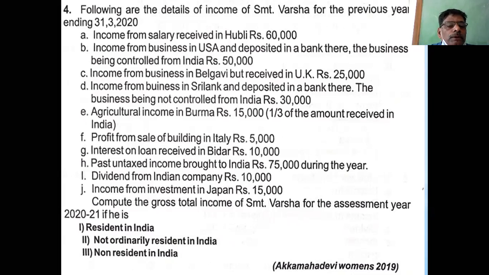Then profit from sale of building in Italy. Italy is not in India. Therefore, it is received and earned outside India. Comes to the first column. Interest on loan received in Bidar. Bidar is in India. So it is taxable to all.